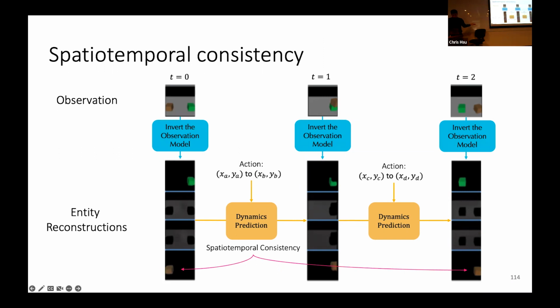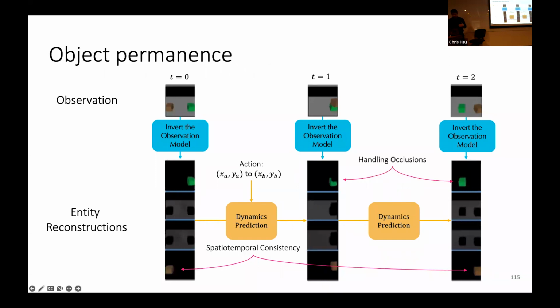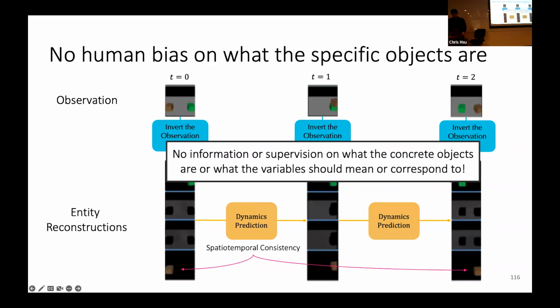And another nice property of variables that we get with these slots is spatial temporal consistency. So the green object is always in the first slot. The brown object is always in the last slot. We don't have any mixing through time. And this also enables OP3 to handle occlusion, because even if objects are occluded in the observation, the latent representation of that object persists in its own memory register.